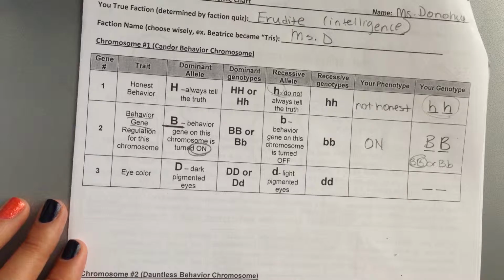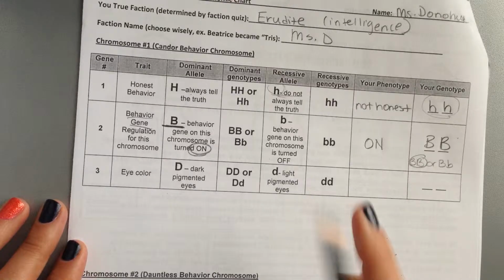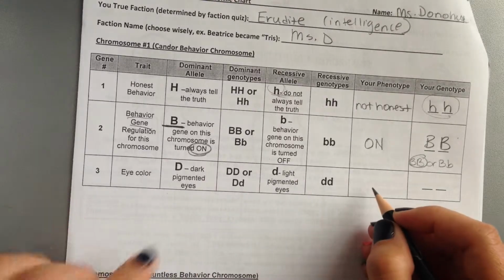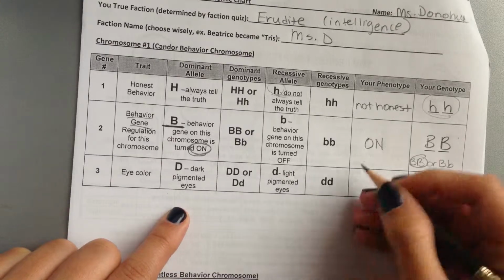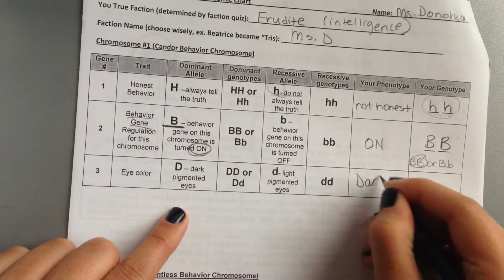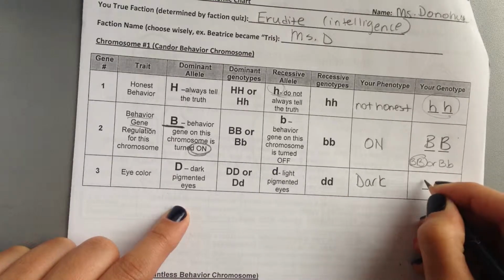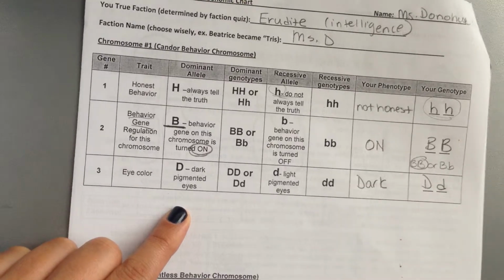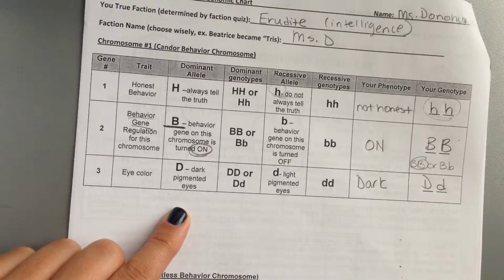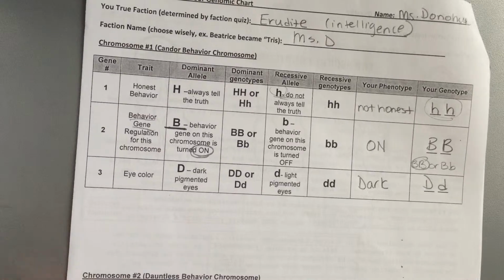And then come down to the last one for eye color. This is a little bit easier. For eye color, what I'm going to have is, let's just say dark. I get to pick here, dark pigmented eyes. We'll say big D, little d, and just give my child the opportunity to possibly have light eyes in the future. Let's go ahead and come down to the next trait.